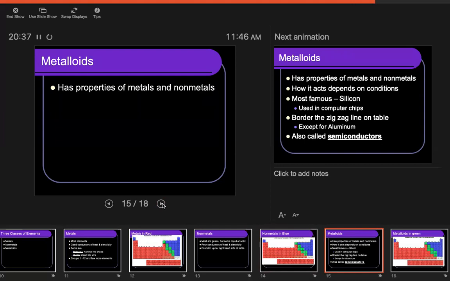Yes, you're right. Metalloids are the ones in green. Metalloids have properties of both metals and nonmetals. But how it's going to behave really depends on the conditions. So if you alter the conditions, it may behave more like a metal, or it could be more like a nonmetal. And those conditions we're talking about are things like temperature and pressure. So if we can change the conditions, we can change its behavior. But they generally have characteristics of both.